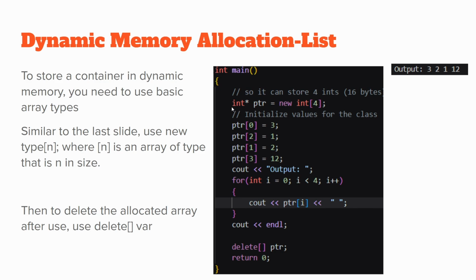So in this example, I've declared an int pointer, which is set equal to a new int of 4, or a new dynamic array of size 4. And I initialize the values for this array, and then also iterate through them normally. Note that you don't have to dereference the variable itself, because it's already indexed, and you can directly access it. And at the end, you just use the delete[] keyword in order to delete your pointer.